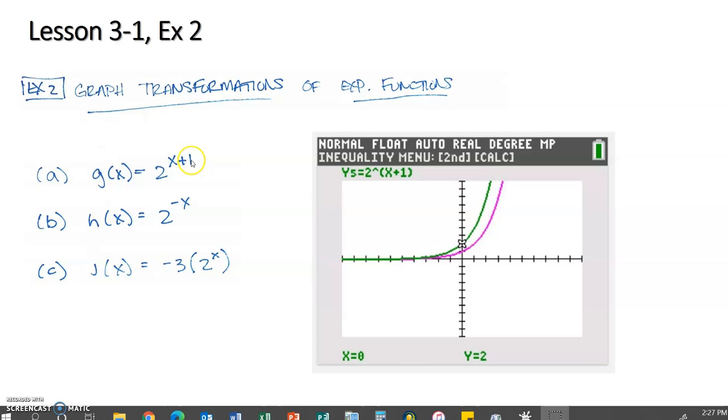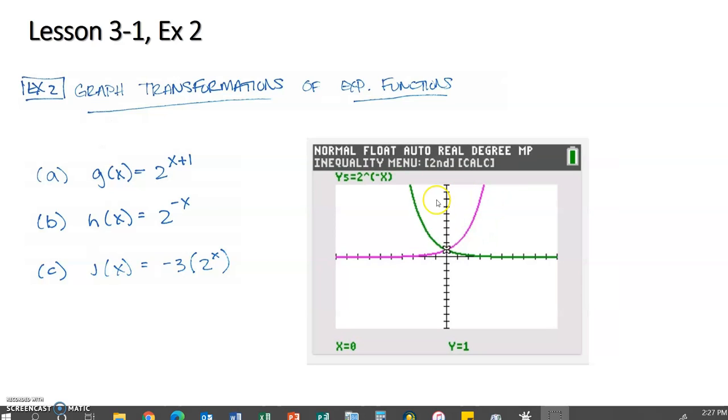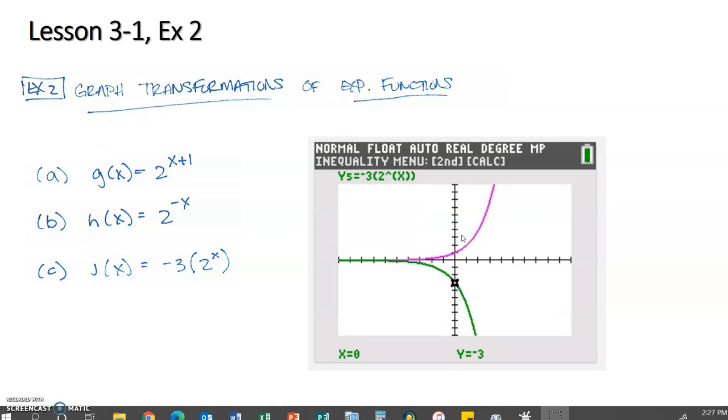If that's a 2 or a 3 or a 4, it's going to tighten it up even more and draw it closer to the y-axis. Well, what about the next one? 2 to the -x. That is simply the exact same function reflected across the y-axis. And then what happens when I do -3 times 2 to the x power?